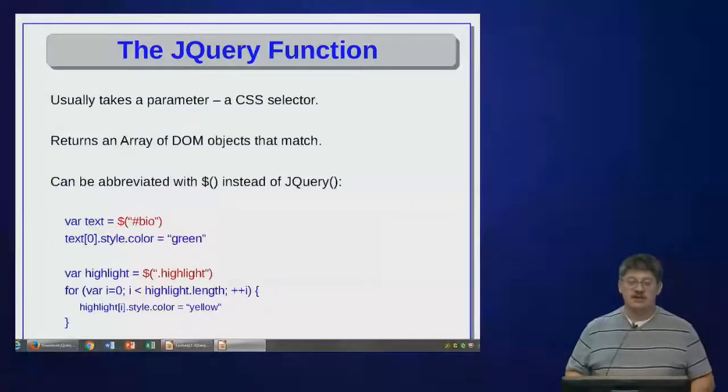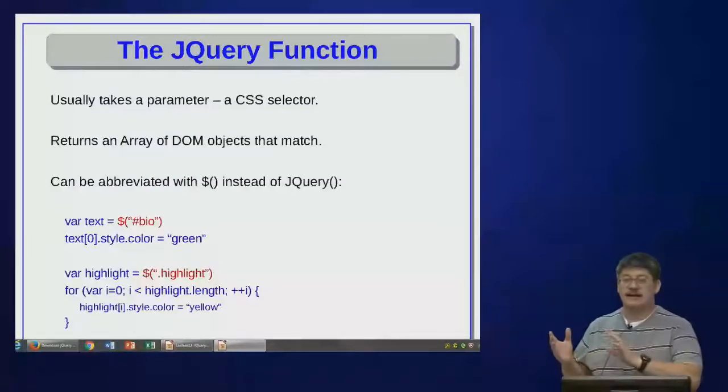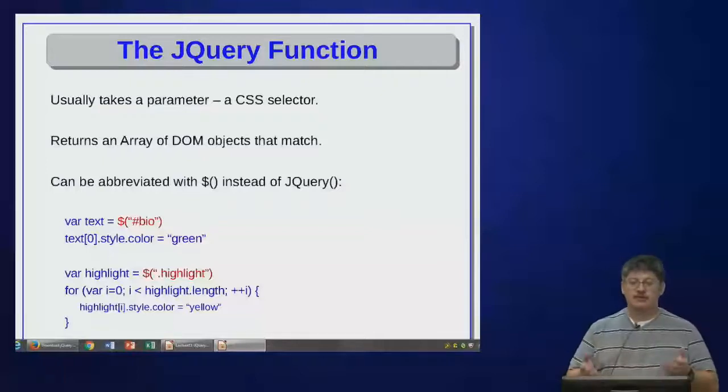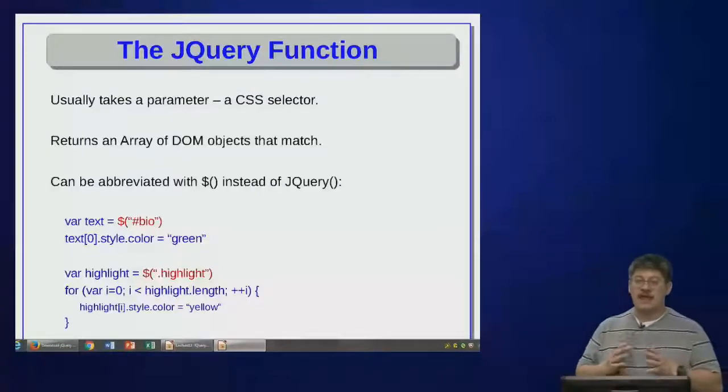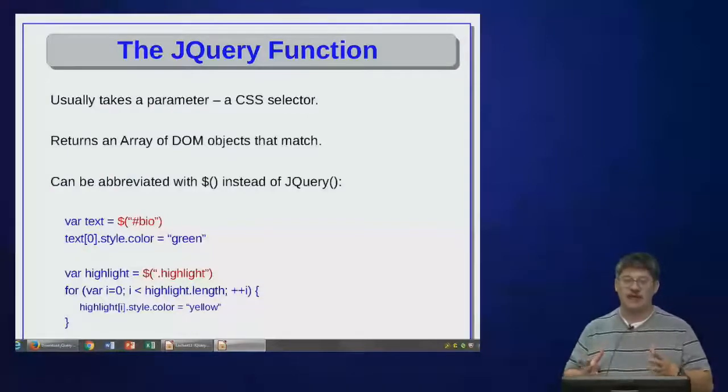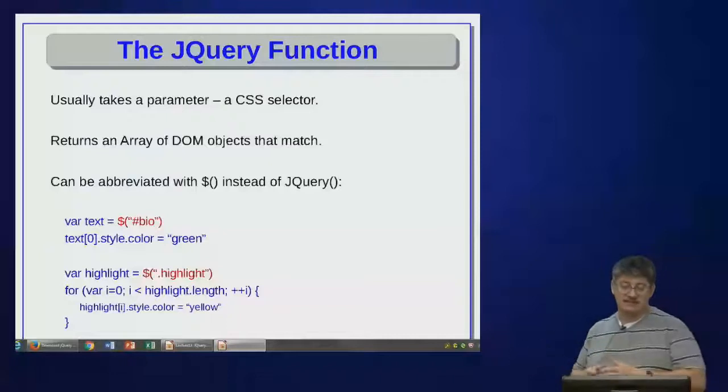So the jQuery function takes a parameter that's usually a CSS selector. So hashtag ID, hashtag bio, dot highlight, dot navbar. And it returns an array of DOM objects that match that CSS selector. So it doesn't just return an object, it returns an array of objects. And remember, an array in JavaScript is an object. That's why I've capitalized the word array here, because an array is actually a JavaScript object that contains several different items. I'm going to get everything that matches that CSS selector. And then I can use the typical JavaScript array access notation to access the elements.